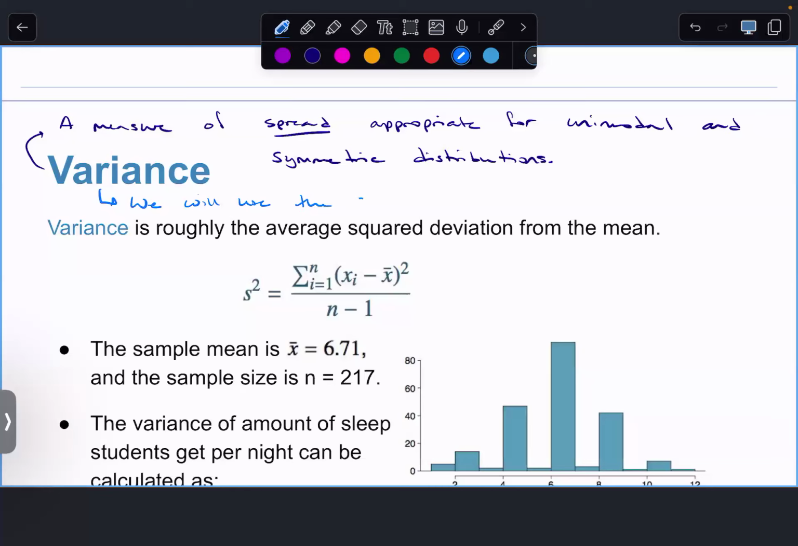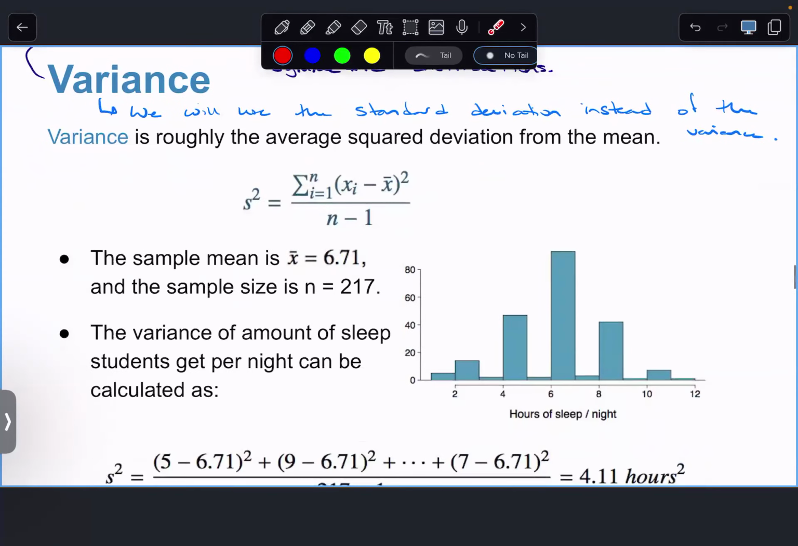We will use the standard deviation instead of the variance. They are related. We saw in that table that the standard deviation is denoted by a lowercase s. And now the variance is s squared, and that's their relationship. So the variance is the standard deviation squared. But we'll start there because the formula just looks a little bit better for the variance.